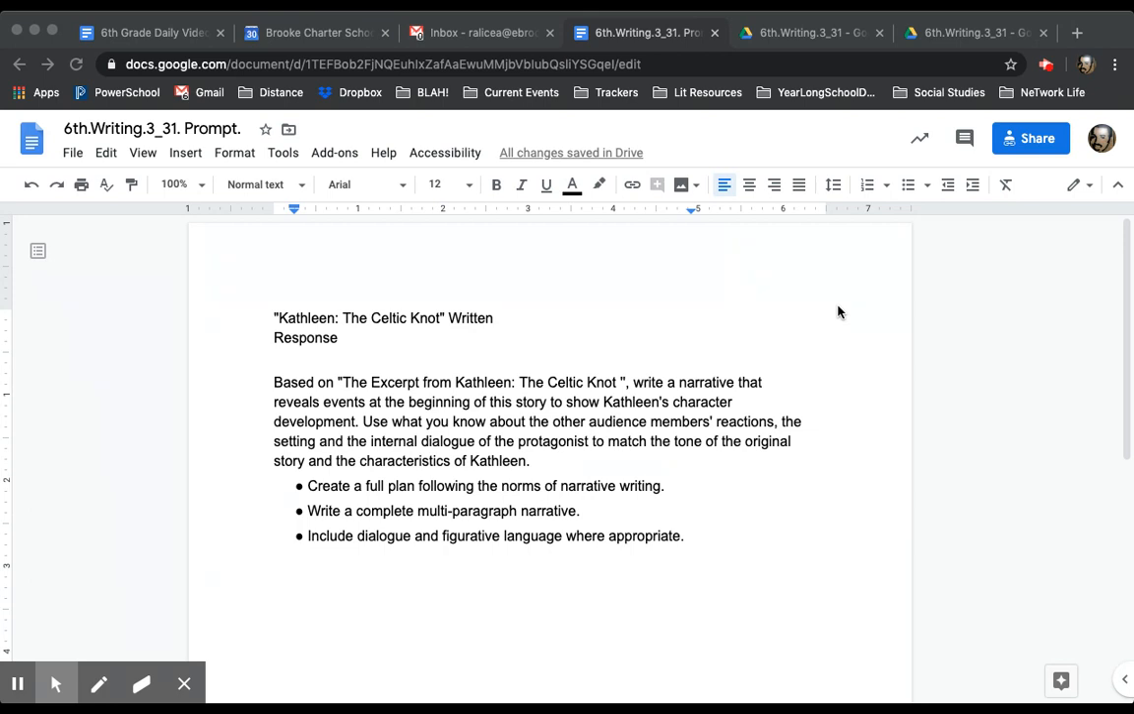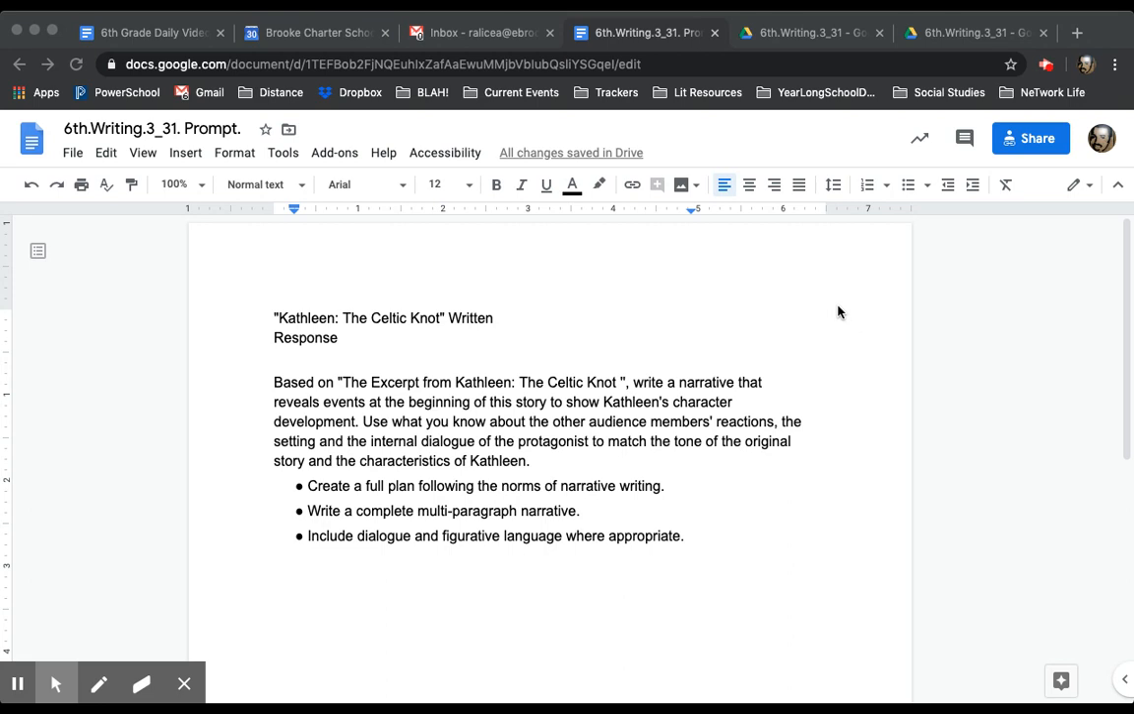That doesn't change our approach when it comes to making sure that we understand who the protagonist is, and in this case, who the narrator is, considering that we are writing from the perspective of that narrator and of that character, which in both of those cases is Kathleen. We're going to approach it the same way, thinking about who this character is, what the setting is, and what the overall tone is.